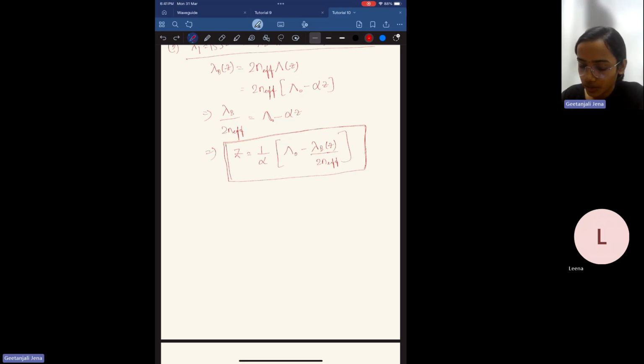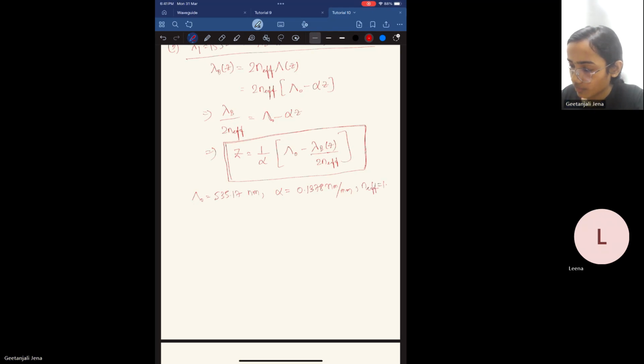So lambda 1, lambda 2 is already given. Lambda 0, we have already calculated it also. This is 535.17 nanometer. Alpha, we already know. This is 0.1378 nanometer per millimeter. Also, we know the n effective, 1.45.